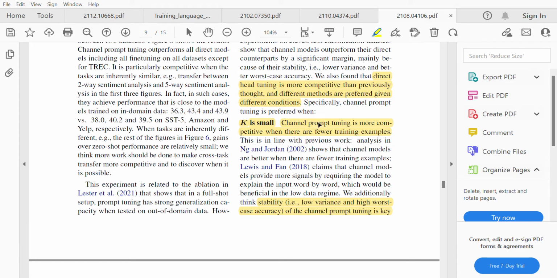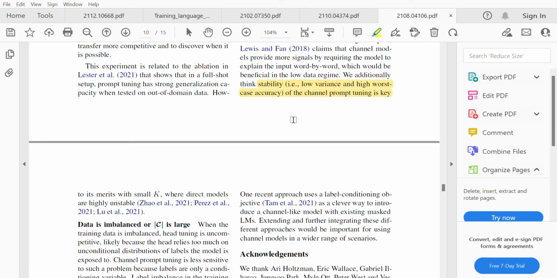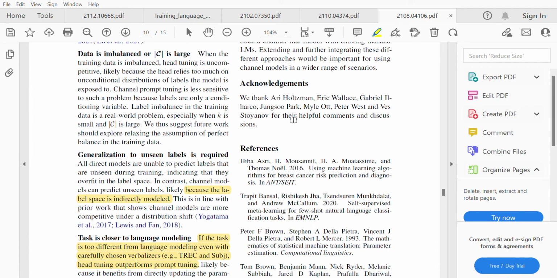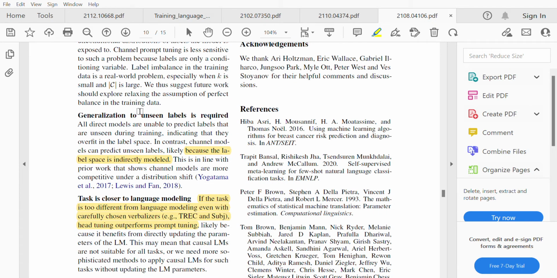So yeah, they again specify what I said. If you have just a few training examples, then that is a case in which you would want to actually use this method. So generalization to unseen labels is required. They again specify that this is because the label space is indirectly modeled, and you just won't get that with your standard supervised learning setup.